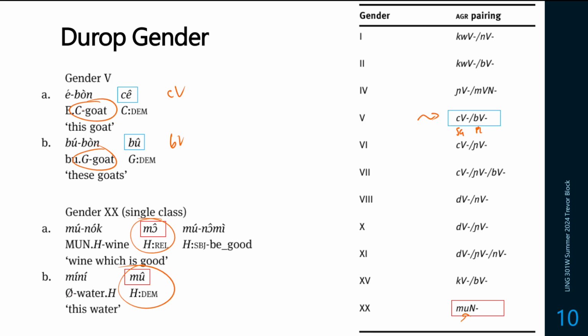Okay, but that's looking at a gender system in action. So with these 20 genders, we're not really even looking at the semantics of these things. These are things that speakers will hear, and based on the agreement, they'll be sorting into different genders.